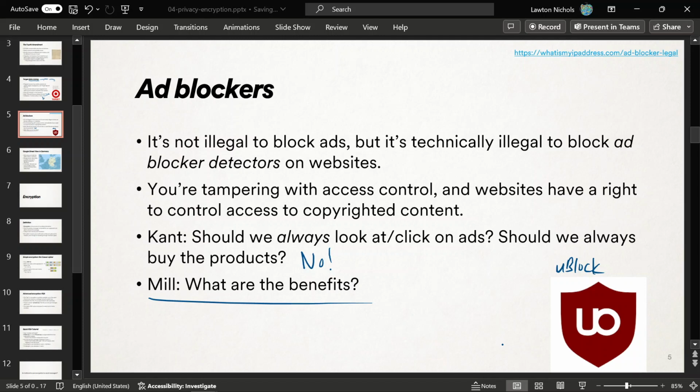But on the flip side, you can also ask a utilitarian, and they would start to make their pro-con list, right? Start weighing the matter. And so what are the benefits would be the question that a utilitarian would ask about this stuff. So what are the benefits of having an ad blocker, right?